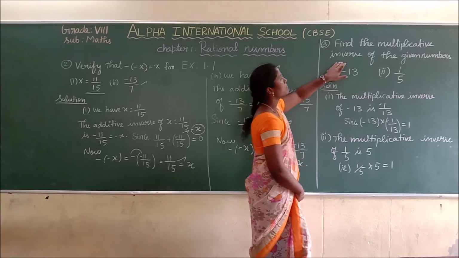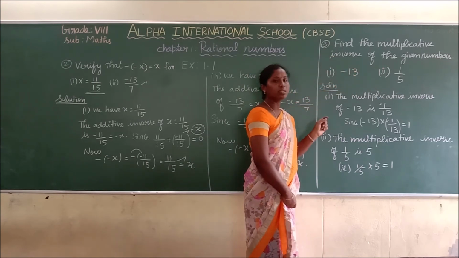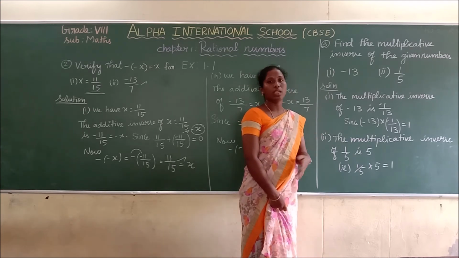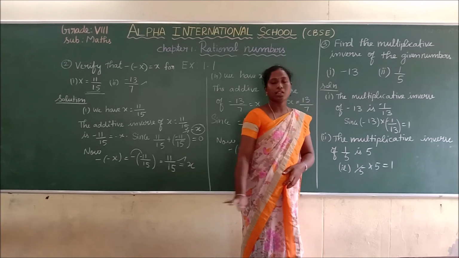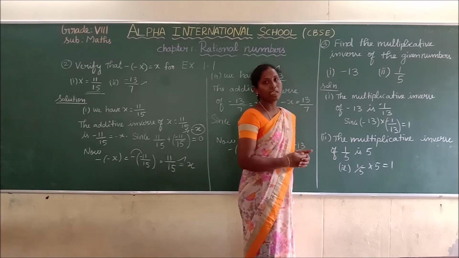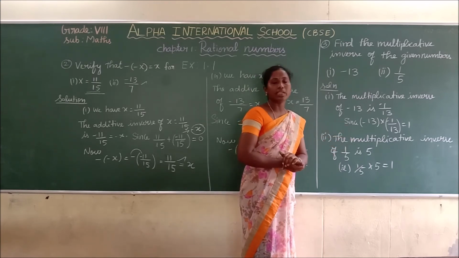Find the multiplicative inverse of the given number. So, what is meant by multiplicative inverse? We have discussed the additive inverse and did the problem also. What is meant by multiplicative inverse? If you multiply any number by a given number, and the product comes as 1, then it is called the multiplicative inverse.